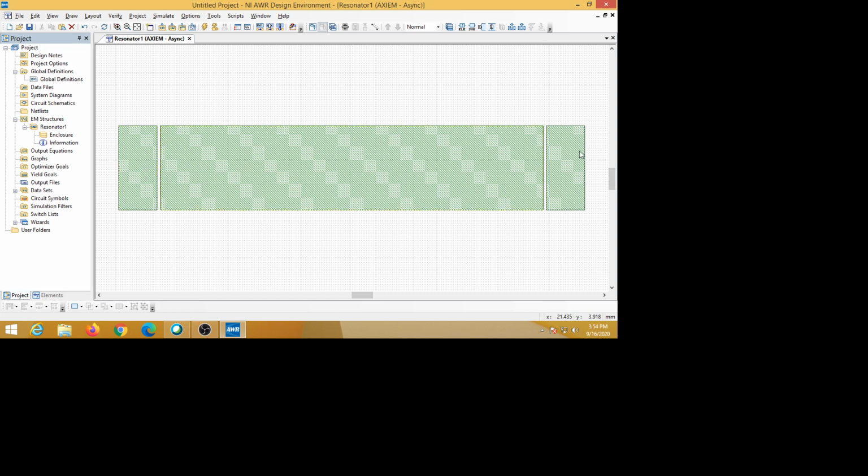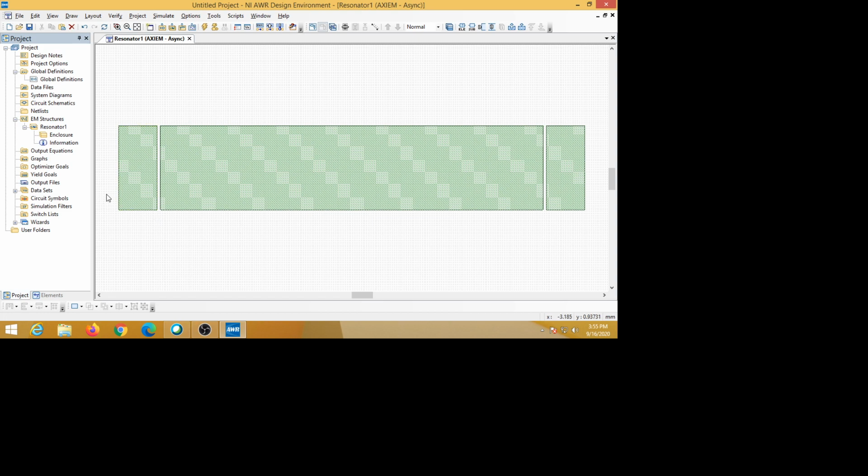So now this is our structure, the structure we have drawn. This is a feed line, this is a feed line, and between them there is a gap of 0.2 mm here and here. Okay, so this is the way of drawing the structure. We have to draw the structure like this.